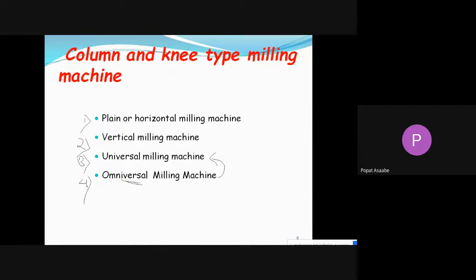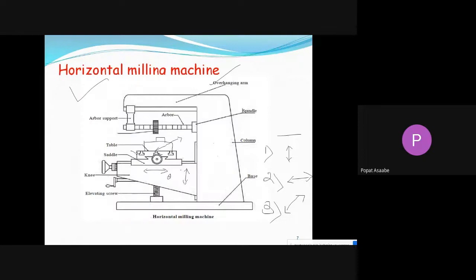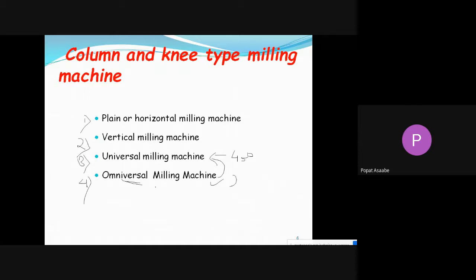The only difference is that this Omni universal milling machine is similar to the universal milling machine. We have seen in the universal milling machine we can swing the work table at 45 degrees. And here also in this milling machine we are going to achieve one movement, that is, we are going to swing the knee. So this knee also we can swing at a particular angle in this milling machine.